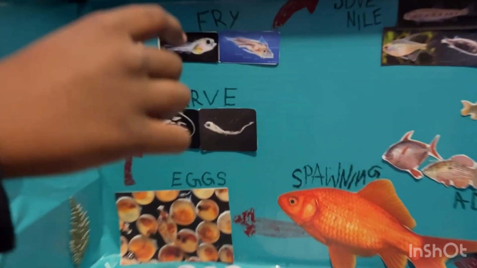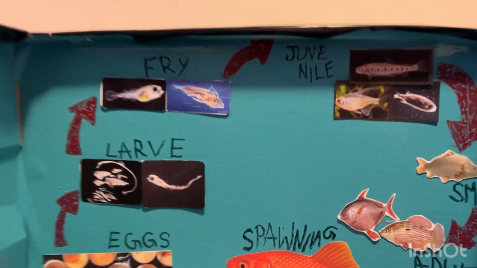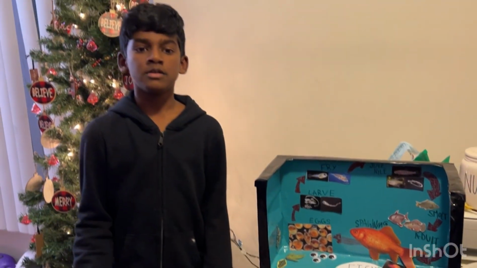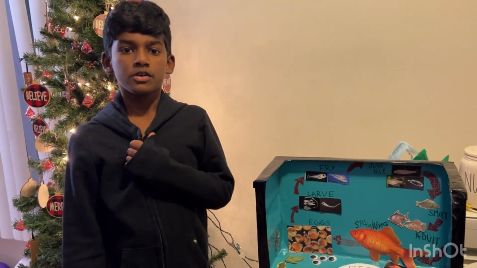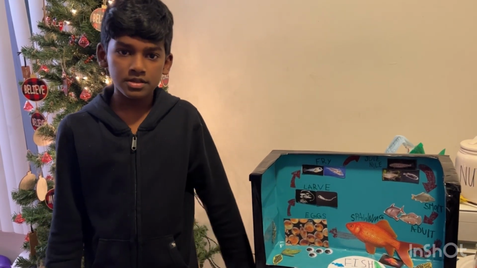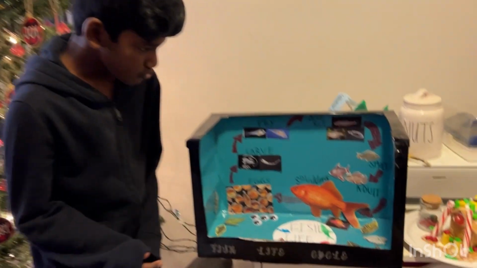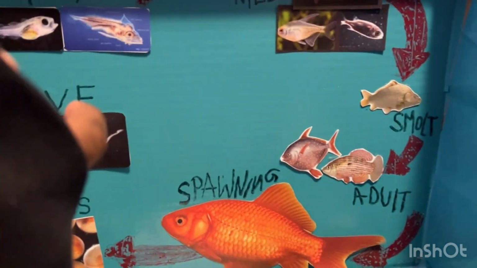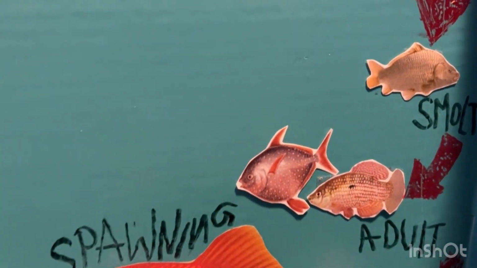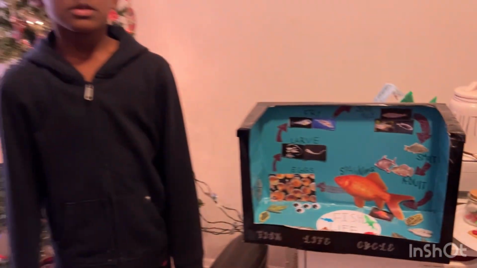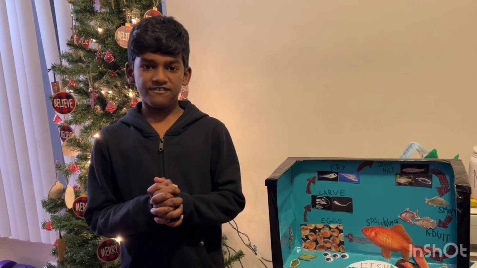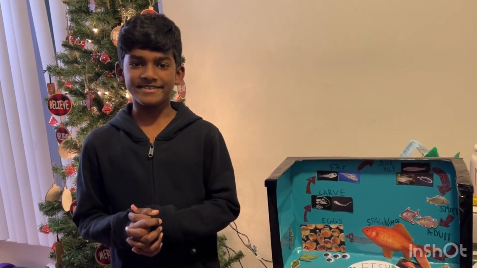And then the fourth stage is the juvenile stage. The juvenile gets scales and fins. Then the fifth stage is the smolt stage. The smolt stage is where the smolt fish grows more rapidly.